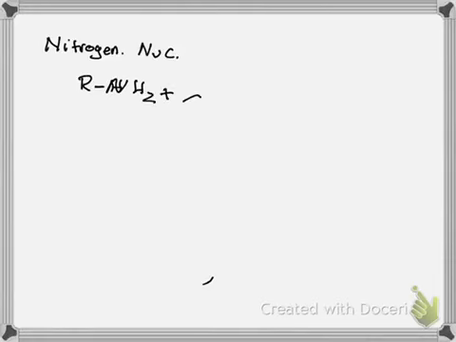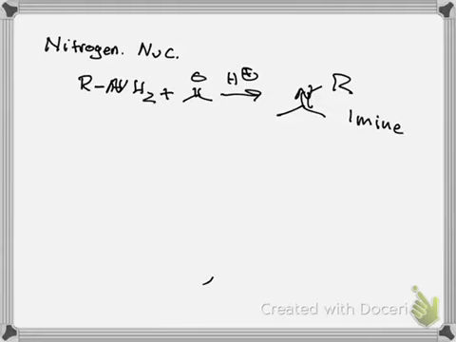All right, so one last page here to sum up real quick. Here's what's coming up for the rest of this unit. We've got nitrogen nucleophiles. Those are going to include, when you use a primary amine plus some kind of carbonyl in the presence of acid, you're going to get this. This is called an imine.